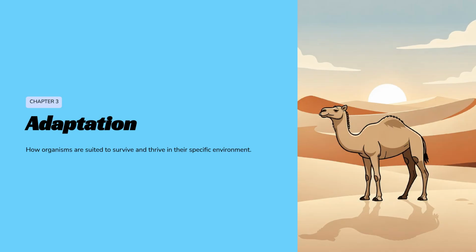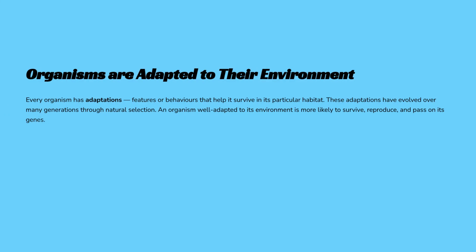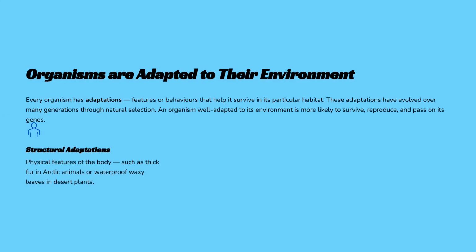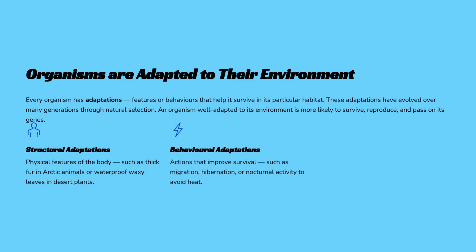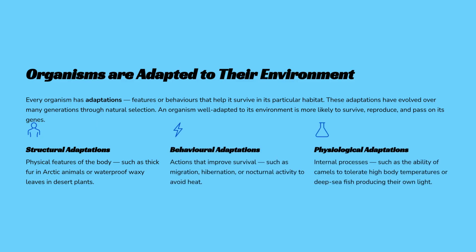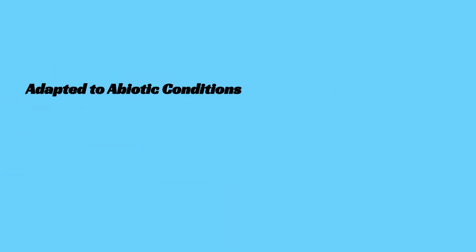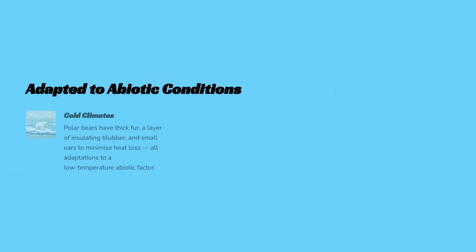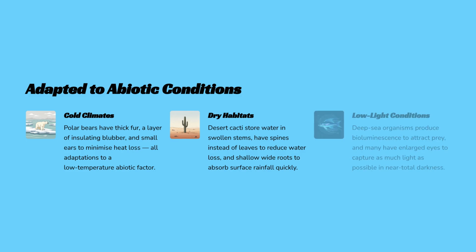Next, we explore adaptation. This is how organisms evolve over generations to be perfectly suited to the conditions of their specific environment, increasing their chances of survival and reproduction. Adaptations fall into three main categories: structural, which are physical body features; behavioral, which are actions that improve survival; and physiological, which are internal processes like those that help some animals tolerate extreme temperatures. These adaptations allow life to flourish in extreme environments. For instance, polar bears use structural adaptations for the cold, cacti store water for dry habitats, and deep-sea fish have adaptations to thrive in low-light conditions.